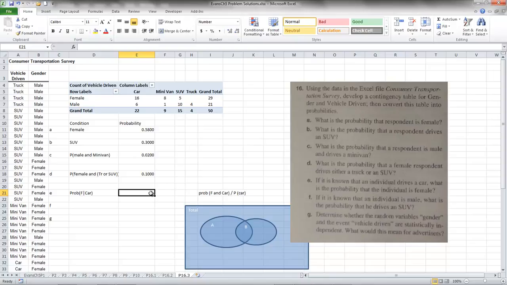Okay, so now we'll calculate it out. The probability of female in car is 16. Here's that intersection here. So it's going to be 16 over 50 over the probability of a car. If we look at the sum of a car, the probability of a car is 22 over 50. And our probability is 72, round up to 73%. Okay, so that's as simple as it is.